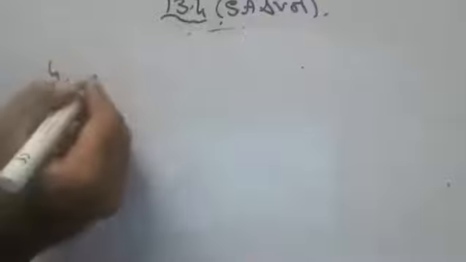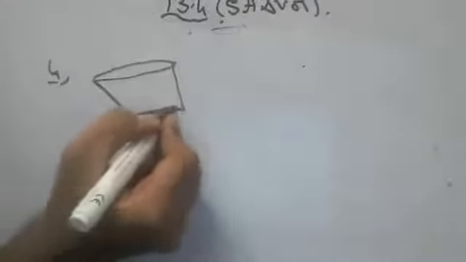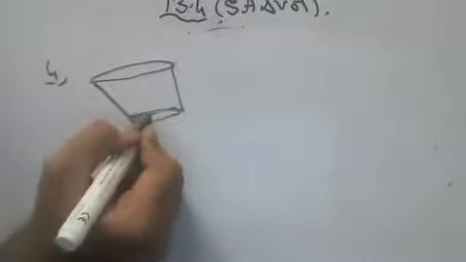A container opened from the top and made of metal sheet. A container opened from the top is made up of metal sheet. Here it is closed. Open from the top means closed at one end. And it's a container. Something it has to hold, isn't it?